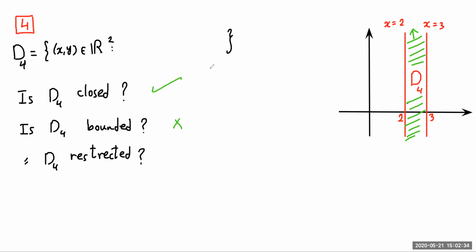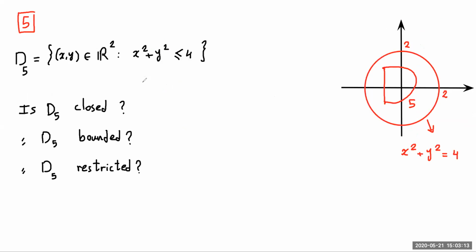Is it closed? Yes, it's closed because all the points in the boundary here are included. All of these points are included. So how to write this? The equations, or inequalities, of the region D4: it's x between 2 and 3, with equal to, because it could be the points here. Is it restricted? No, because it's not bounded.